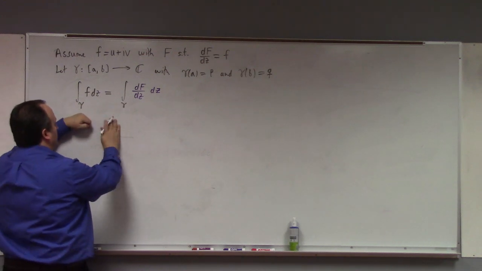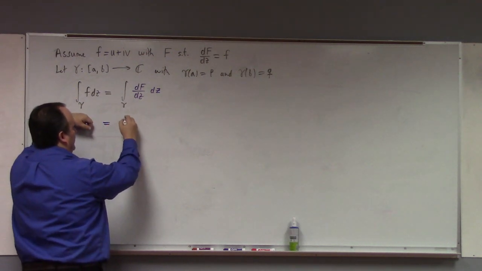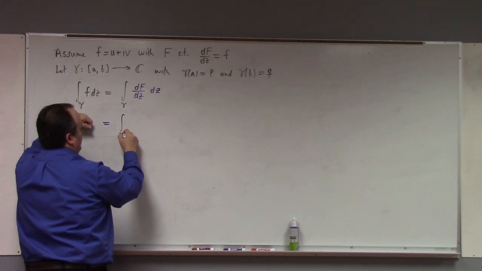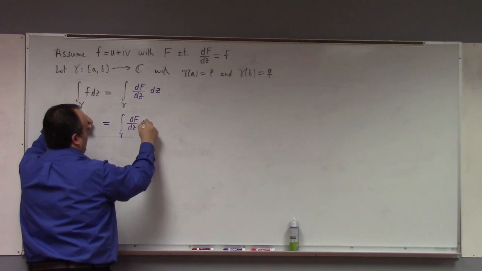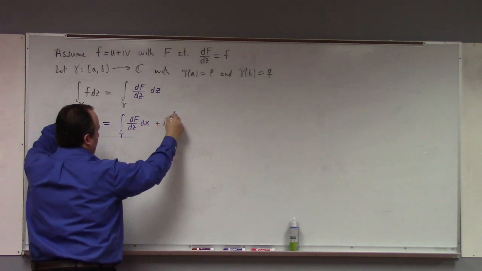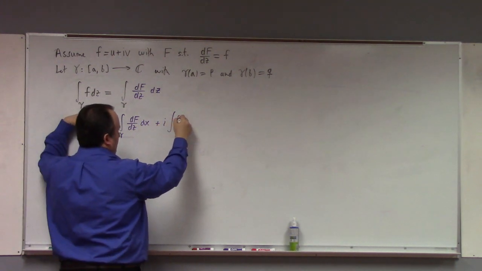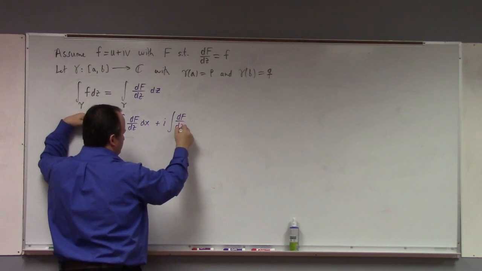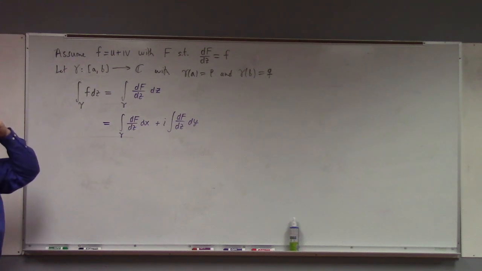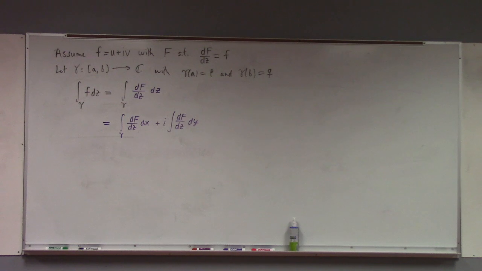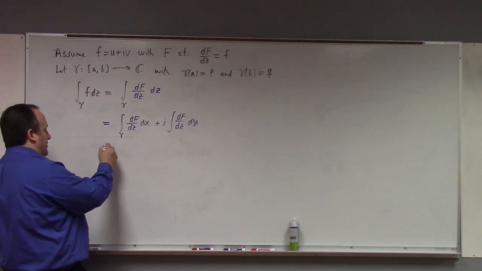But yet another way you could look at the formulas I gave you today is that this is really the integral of dF/dz dx plus i times the integral of dF/dz dy, right? Which I could write out, but let's use the Cauchy-Riemann equations, right? The Cauchy-Riemann equations got to come into play here.